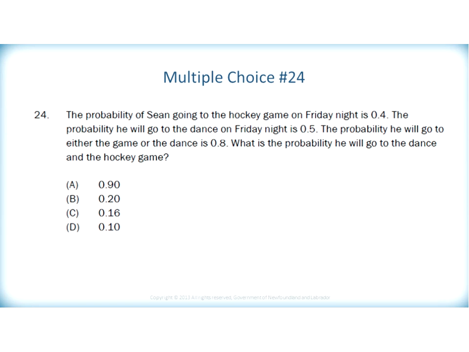The probability that Sean will go to the hockey game on Friday night is 0.4. The probability he will go to the dance on Friday night is 0.5. The probability he will go to either is 0.8. This sounds like a lot of the examples we have in Unit 1, and hence a Venn diagram is going to be useful in determining the probability.